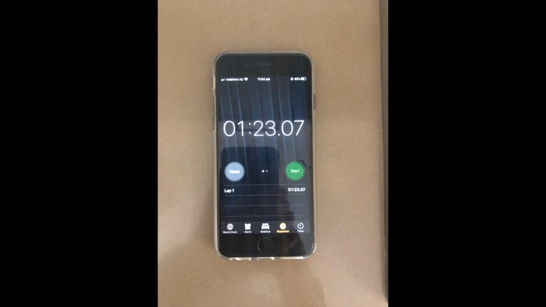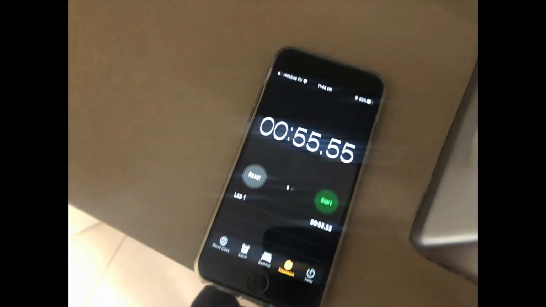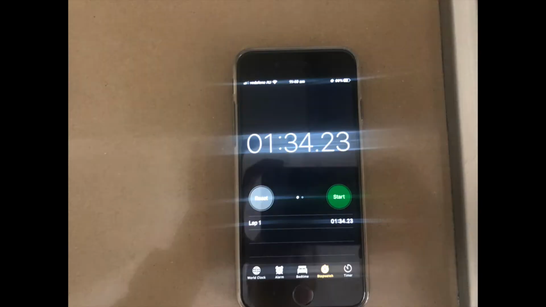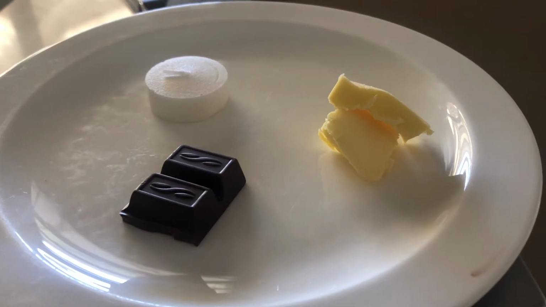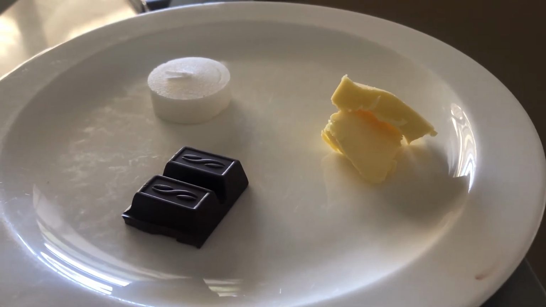Here are our results to the nearest second. The wax took 1 minute and 23 seconds to completely turn into liquid. The butter only took 56 seconds, and the chocolate took 1 minute 34 seconds. This is not what we predicted.